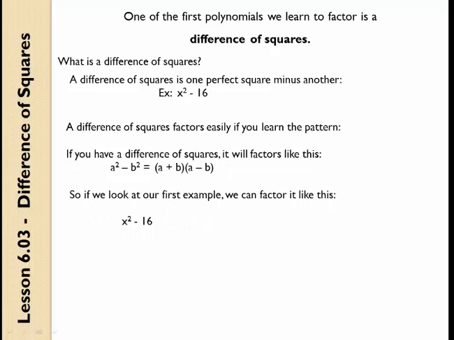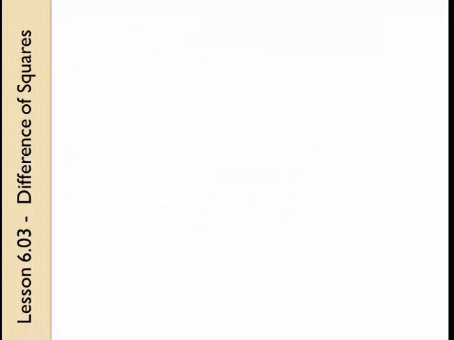So for our first example, we had x squared minus 16. The square root of x squared is x. The square root of 16 is 4. So this will factor as x plus 4 and x minus 4. Okay, so we'll have some more examples.